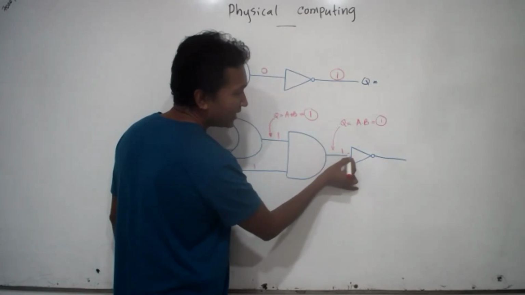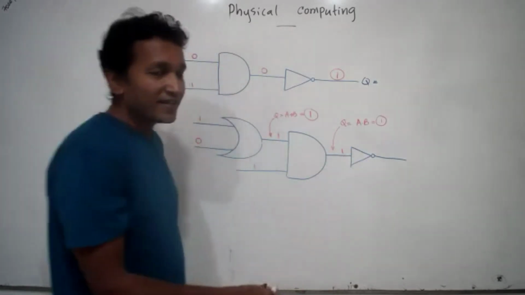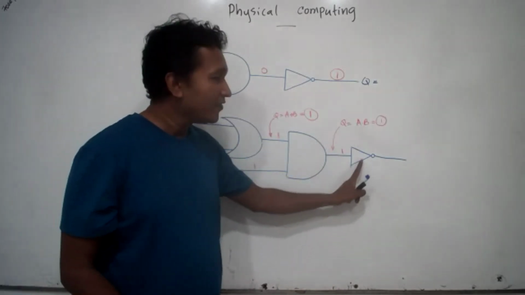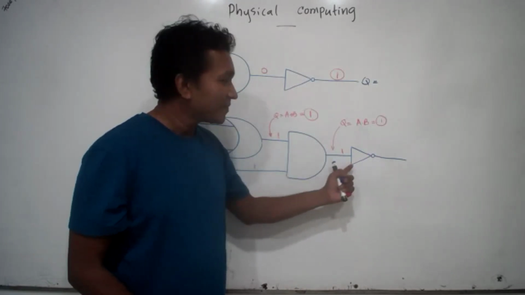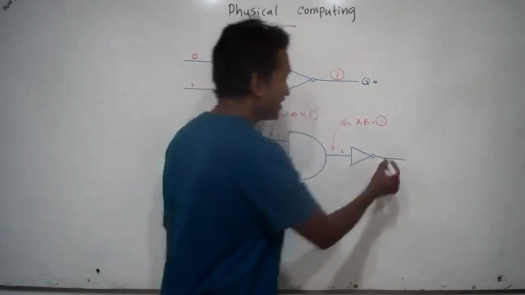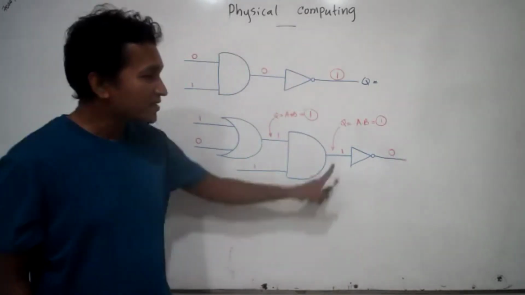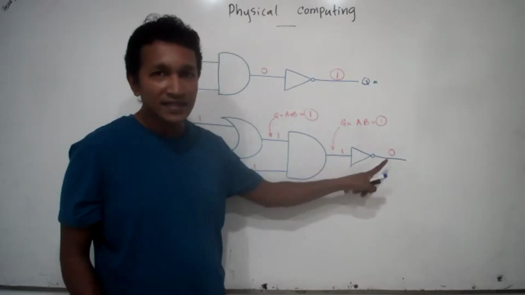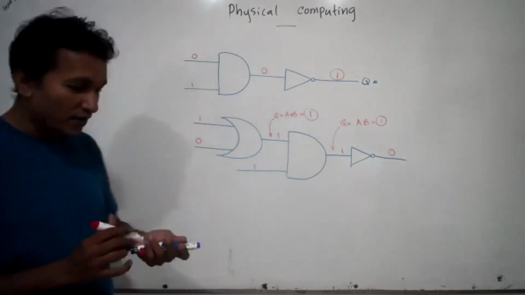It will be input to this NOT gate. Then what will be the final result? 0. Yes, 0. It becomes 0 because NOT 1 is the opposite of 1, which is 0. That is how it becomes.